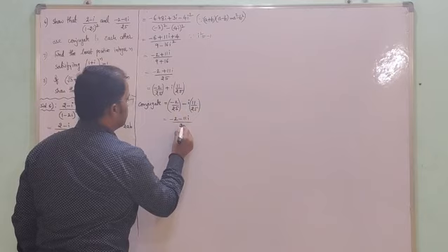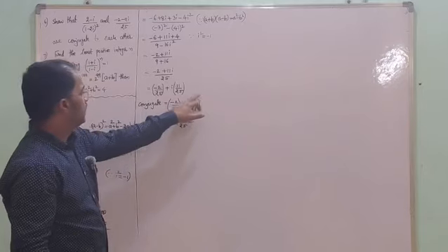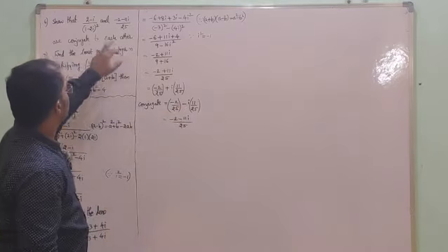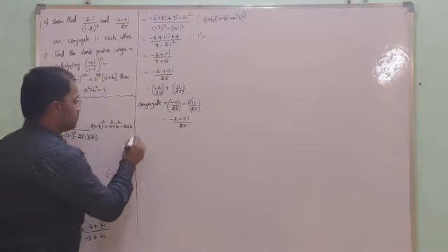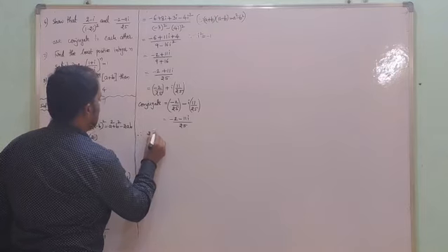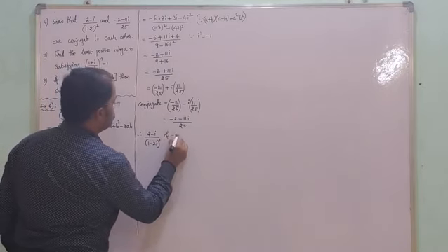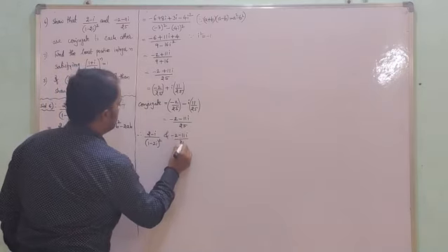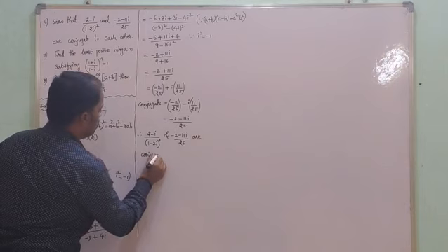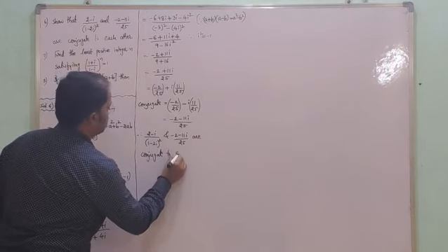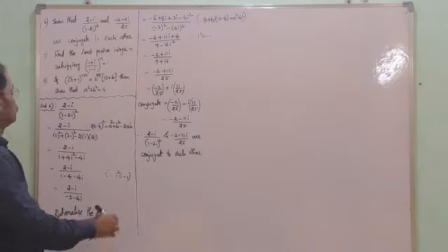The LCM is 25. If the denominators are the same, the numerators stay as they are: minus 2 minus 11i by 25. So therefore (2 minus i) by (1 minus 2i) the whole square and (minus 2 minus 11i) by 25 are conjugate to each other. Here, a very important problem, 4 marks.